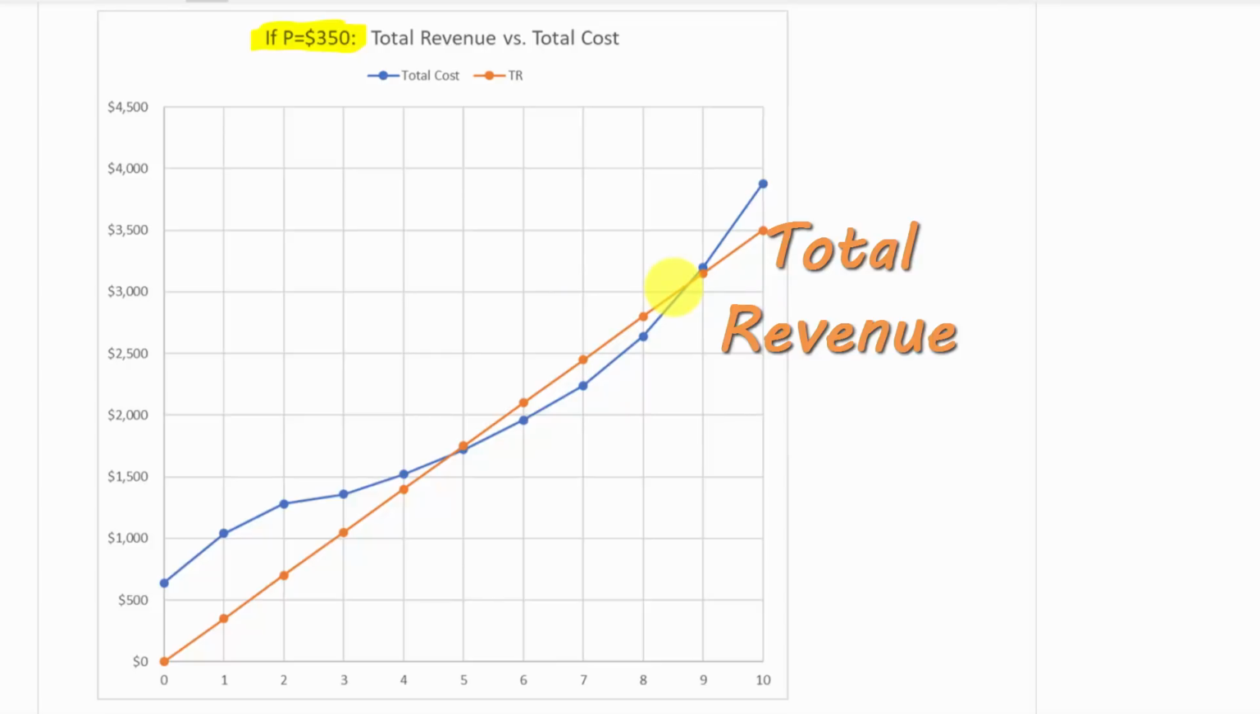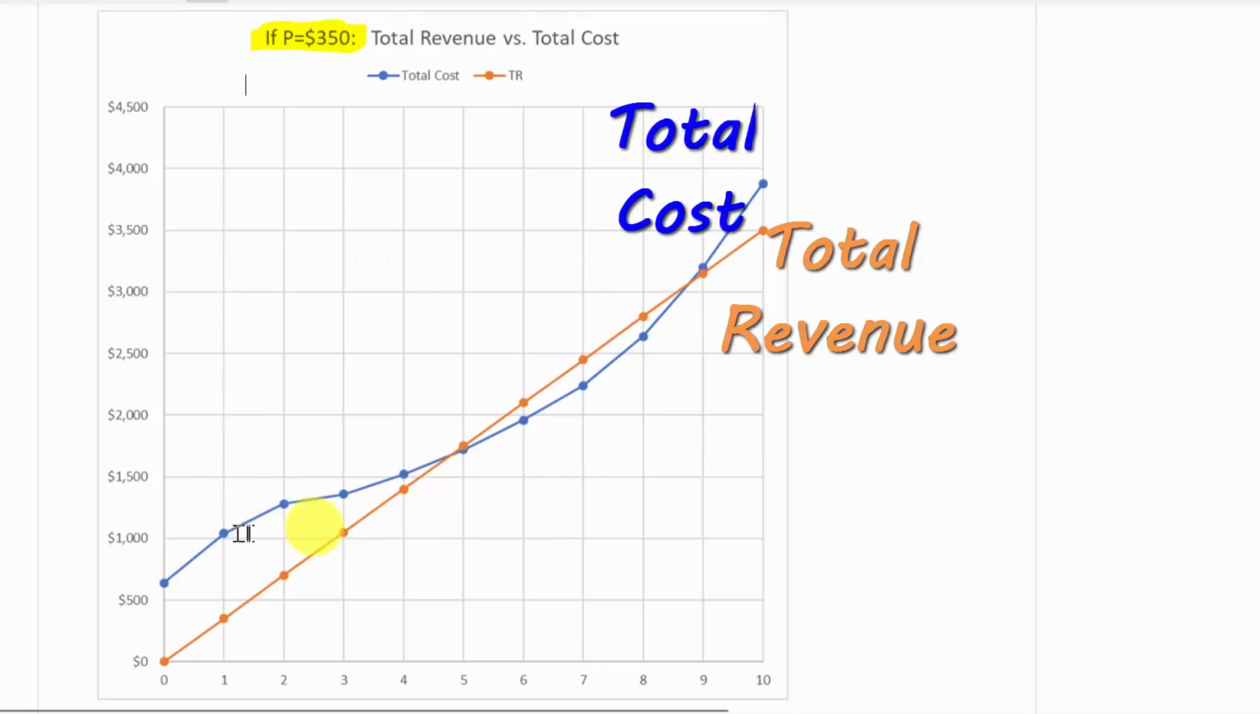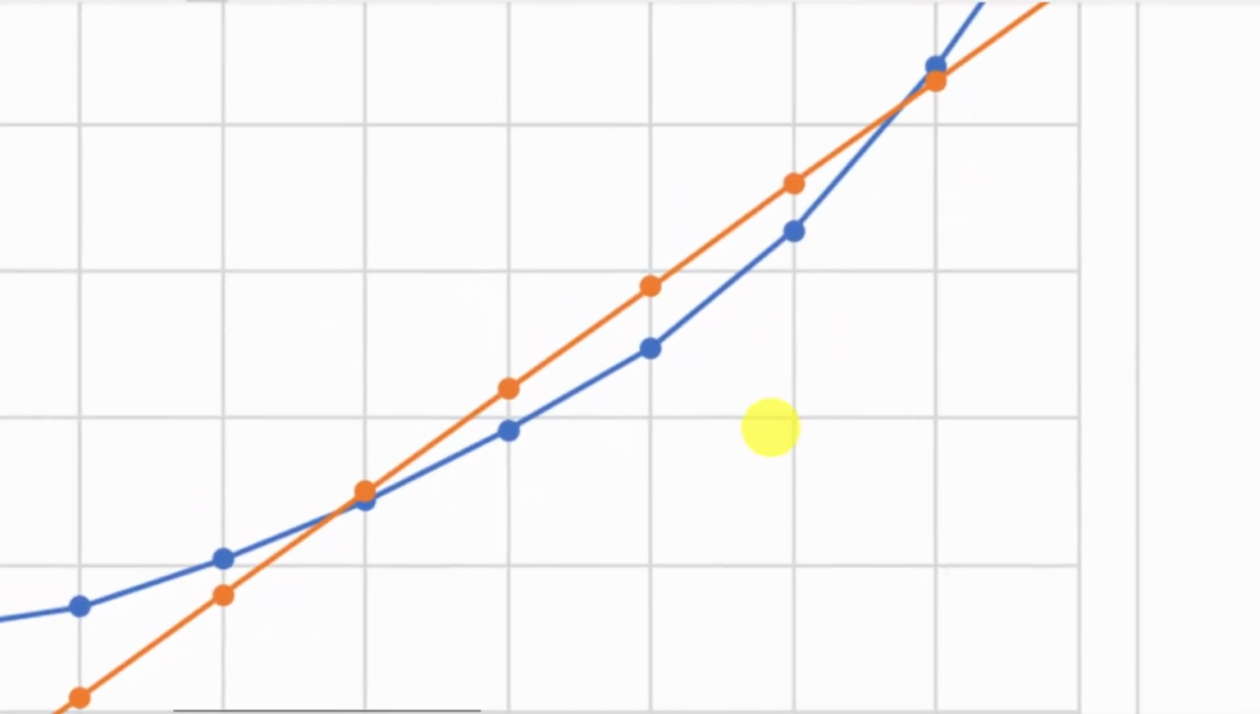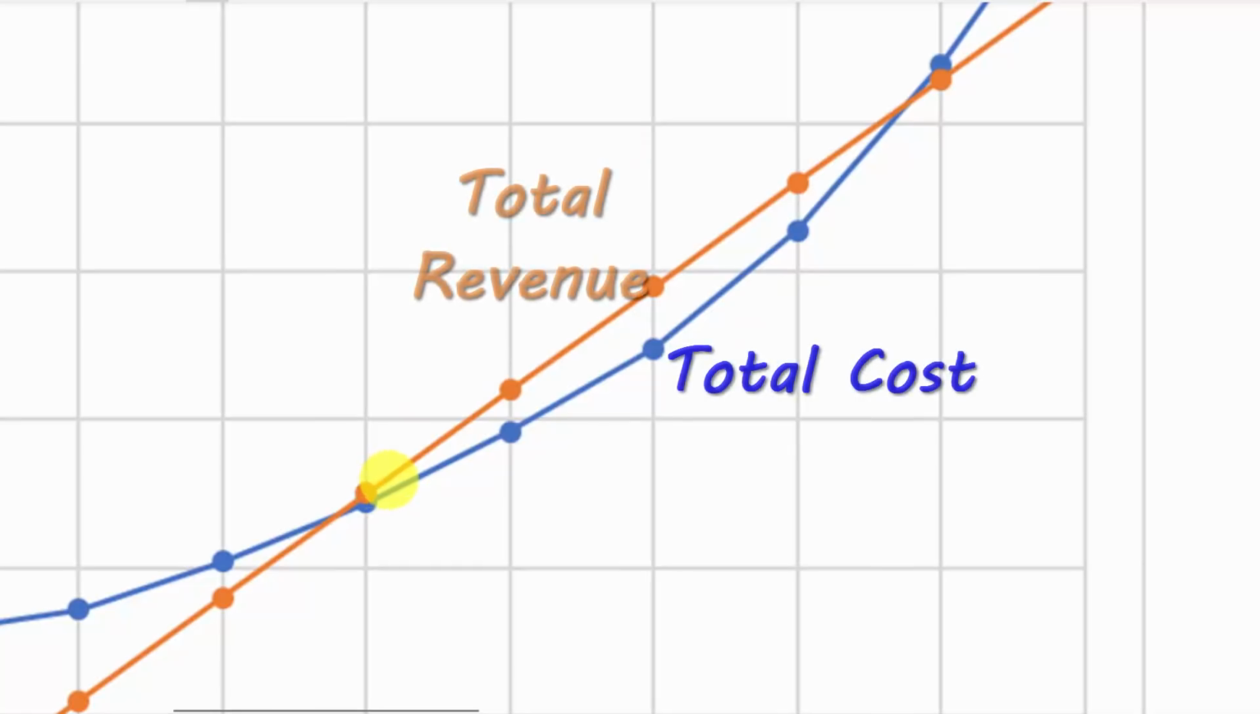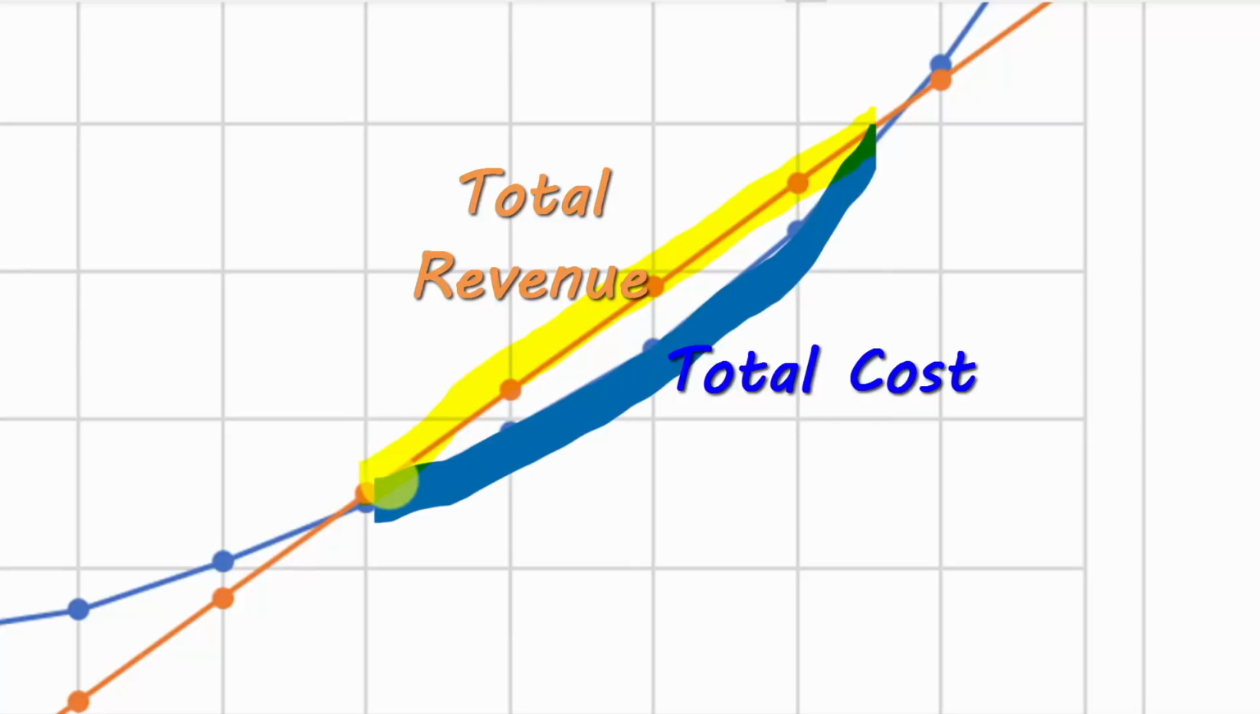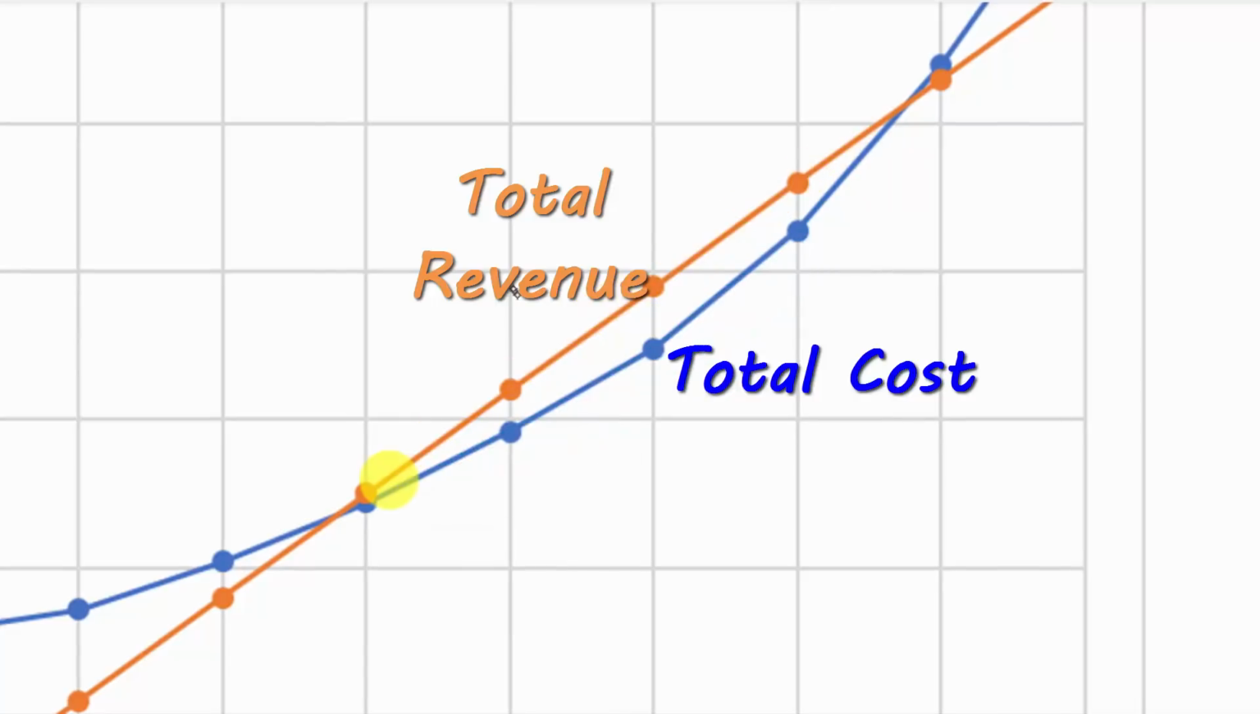So the total revenue is a straight line, and total cost is kind of this snaky curve with two bends in it, right? One bend down here and one bend up here. And if you're a firm, what you're trying to do is maximize profit. And profit is just total revenue minus total cost. So what a firm would be doing is trying to find the place where there's the biggest difference between the total revenue curve here in orange and the total cost curve here in blue. We want to find the biggest gap between those because that gap is profit.